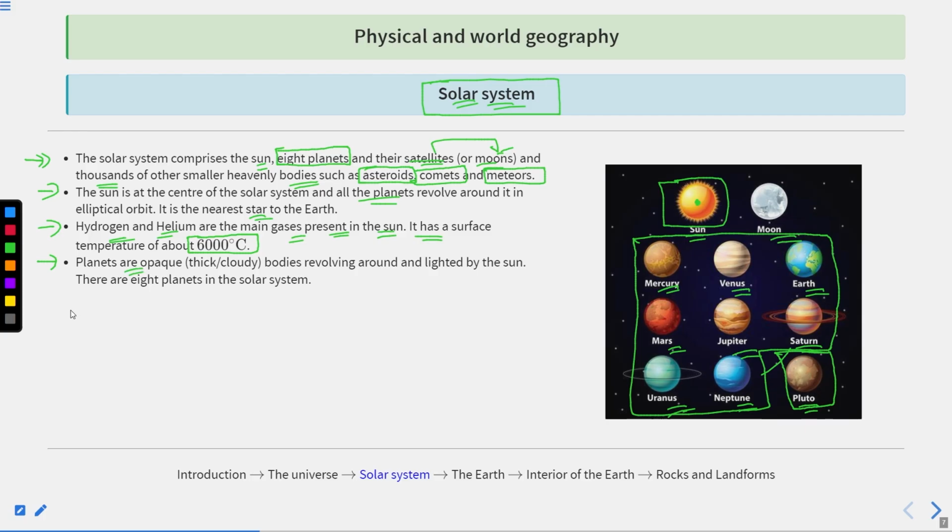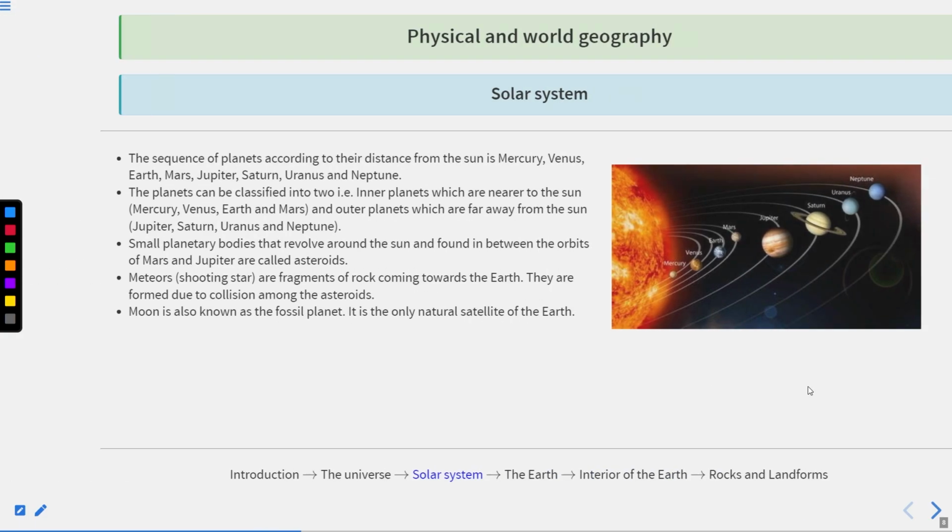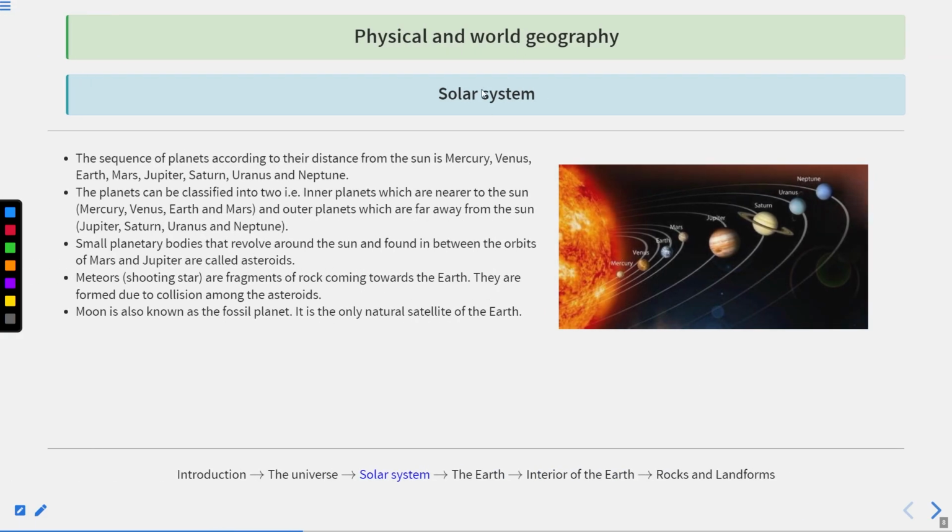Planets are opaque, thick, or cloudy bodies revolving around and lighted by the Sun. There are 8 planets in the solar system. As I have told you, the ninth one, Pluto, was considered a planet till 2006, but then got removed from it, and now it is a dwarf planet and not considered an active planet. Okay. Thereafter, the solar system. So we are continuing the same.